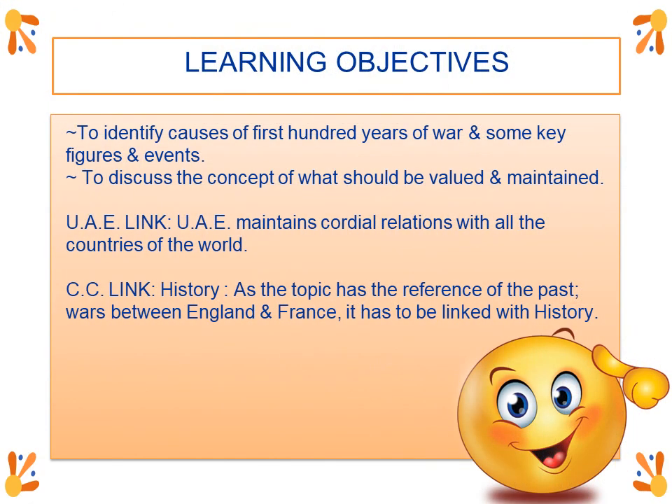The learning objectives are to identify causes of the first 100 years of war and some key figures and events of that time, and to discuss the concept of what should be valued and maintained. U.A.E link: U.A.E maintains cordial relations with all the countries of the world. CC link: it links with history, as the topic has the reference of the past, wars between England and France.